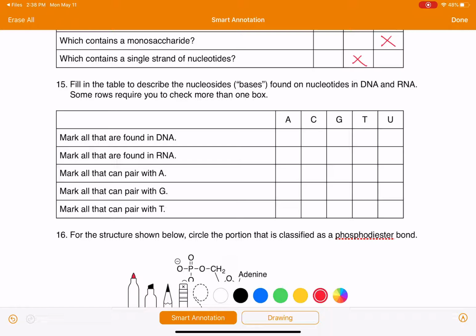Fill in the table to describe the nucleoside bases found on the nucleotides in DNA and RNA. Some rows may require you to check more than one box. DNA has A, C, G, and T. RNA is A, C, G, and U. Ones that can pair with A, that's either T or U, depending on if it's DNA or RNA. G pairs with C, T pairs with A.